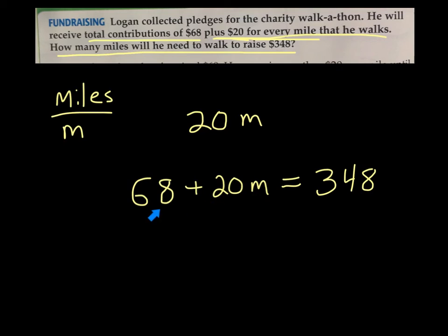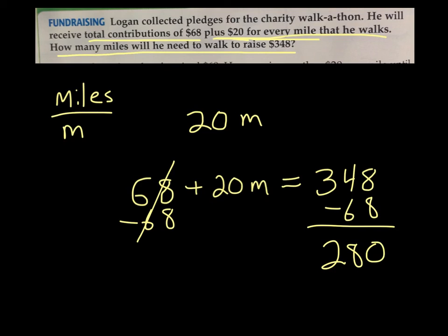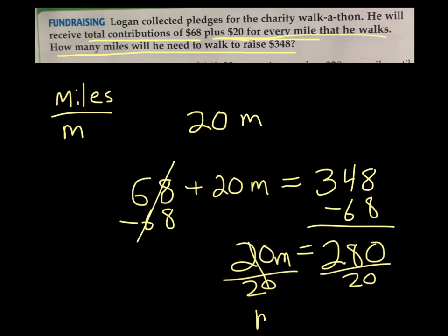So step one is I'm going to get rid of anything not attached to the variable. I'm going to subtract 68, which will cancel out, and I do that to both sides. Okay, that's going to leave me with 280 over here, which is equal to 20m. And I know to get that m by itself, I have to divide both sides by 20. Okay, that cancels out. And that will leave me with m equals 14, and don't forget your label of miles.